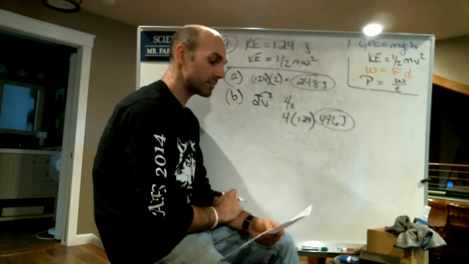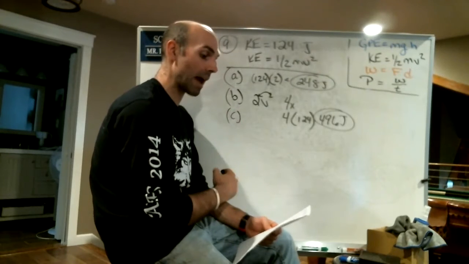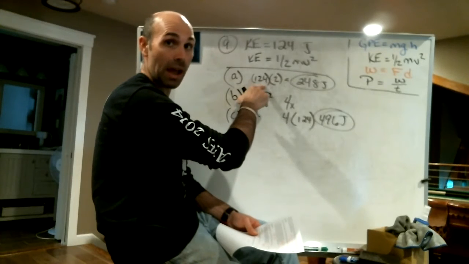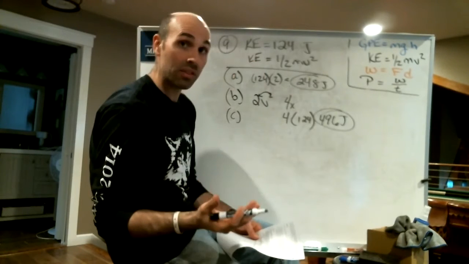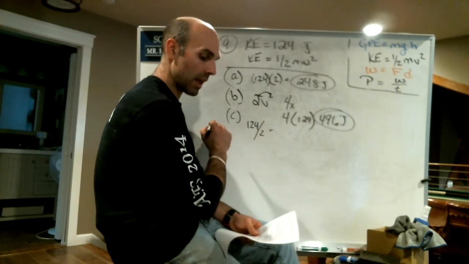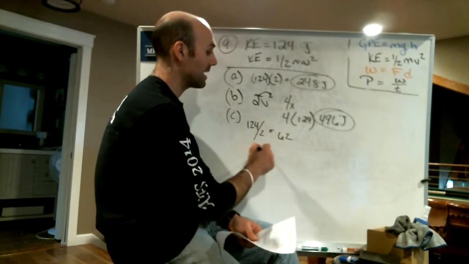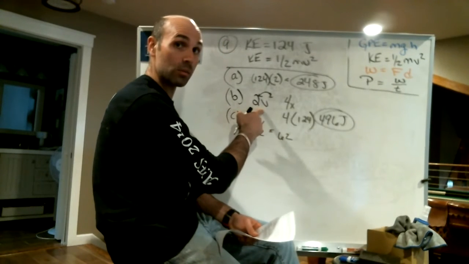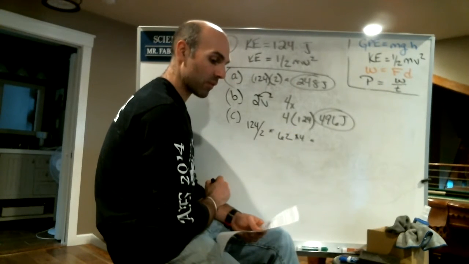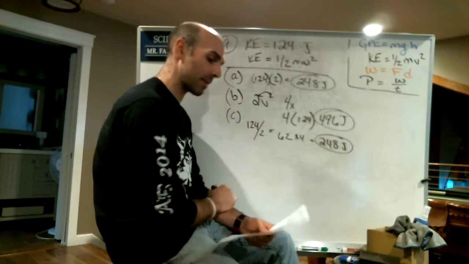For part C, what happens if we halve the mass, but we moved at twice the speed? If we double the mass, we double our KE, so if we halve the mass, we halve our KE. Let's do that first. Divided by 2, that comes out to be 62. And now if we doubled our velocity, we saw that we quadruple it. So let's multiply that by 4, which gives us 248 joules. Good job, guys.